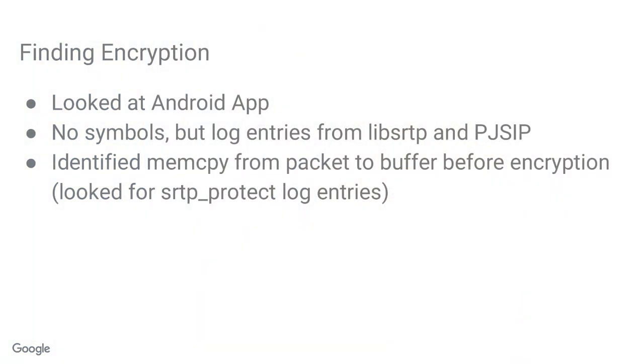So I looked at the Android app because Android is far more debuggable than iOS. And there were no symbols, but they use libsrtp, which was written by Cisco and is also in WebRTC. And I found the log entries, and I eventually found a memcopy where they copy the packet right before it's encrypted. So I decided I wanted to hook into that to do my fuzzing.